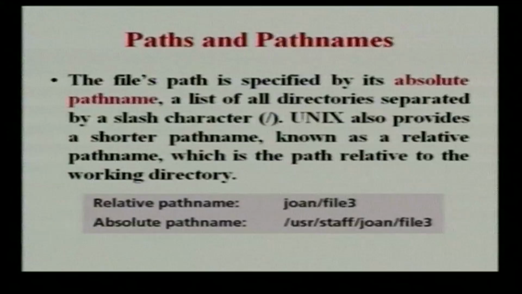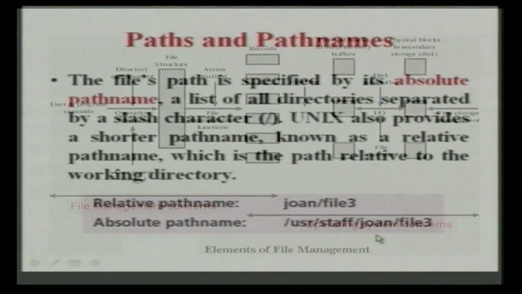And the file's path is specified as an absolute path name, that is, you start from the root and give the complete path name, or you can give a shorter path name in terms of a relative path name. It is called a relative path name. What it means is relative to the specific working directory that you have. The working directory is the one from which you are accessing, or the current directory is the working directory. So, for example, suppose you were already in the Joan directory, then Joan/file3 will get you there. Suppose you want to give the absolute path name, you have to start from the root, go to user, staff, Joan, file3. So this is the relative path and this is the absolute path.